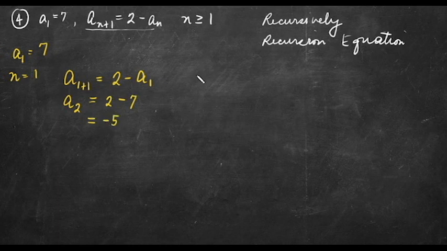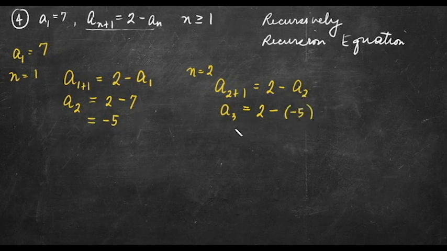To get a sub 3, we'll let n equals 2. So, from the recursion equation, we'll have a sub 2 plus 1 equals 2 minus a sub 2, ang n natin ay 2. And this will become a sub 3, the third term, 2 minus a sub 2, which is negative 5. So, you'll have 2 minus negative 5. So, we'll have 2 plus 5, which is 7. So, our third term is 7.